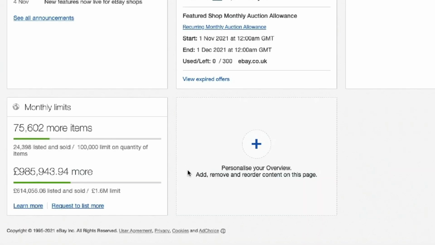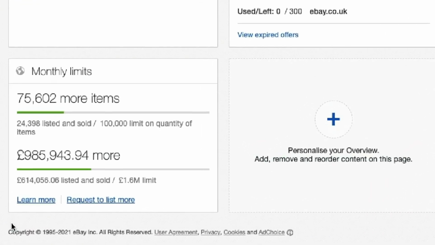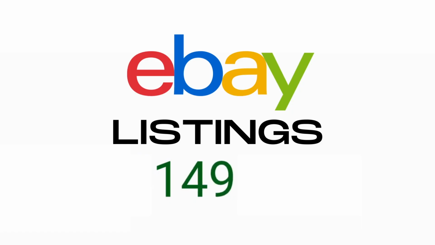And it's not just for new sellers, it's for every single eBay seller. Every single person that wants to sell on eBay is restricted to a certain limit. Like for example, one of my eBay accounts has a monthly limit of around 1.6 million pounds, which means that every single month I'm allowed to list up to the value of 1.6 million pounds. And there's other eBay sellers out there that are allowed to list a lot more than this.